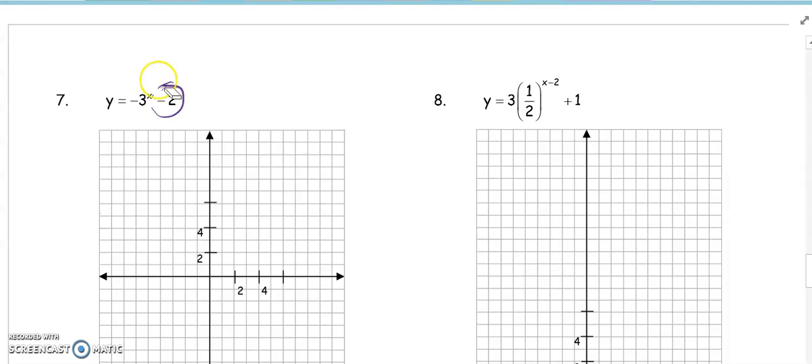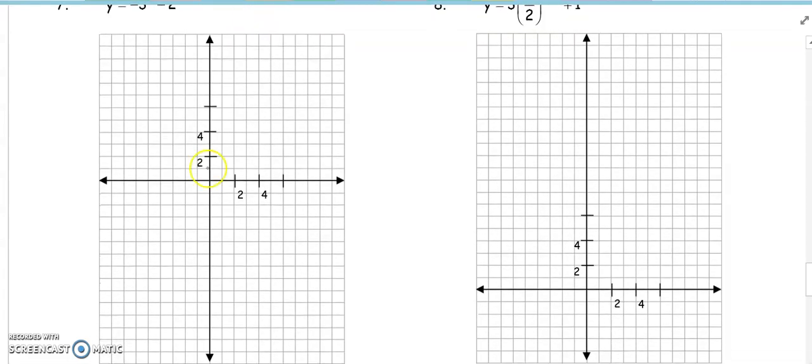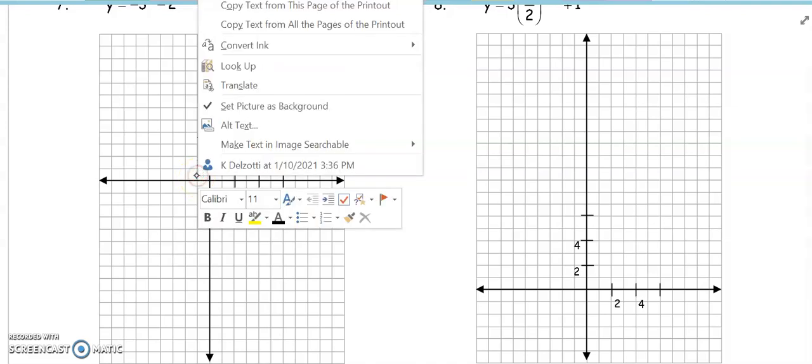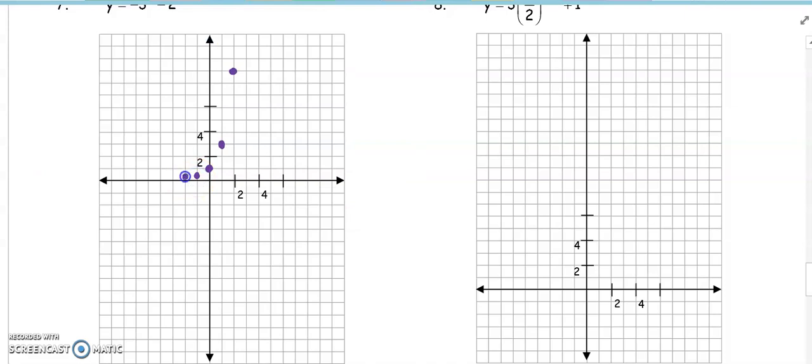So the parent function that I have to deal with here is y is equal to 3 to the x power. So I have the point (0, 1), (1, 3) because that's 3 to the first, and then 3 squared is going to give me 9, so (2, 9). And then 3 to the 3rd power, that one's not going to actually work for us. That's fine. Going the other way, I'm going to have (-1, 1/3) and (-2, 1/9). So this was the parent function.